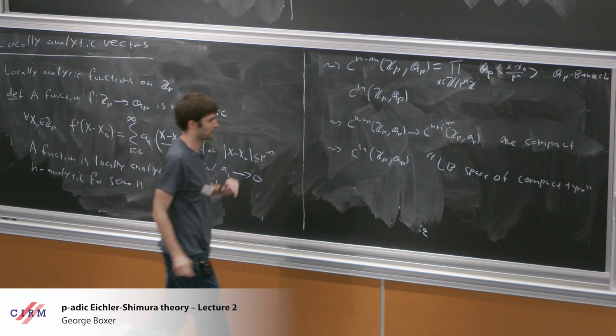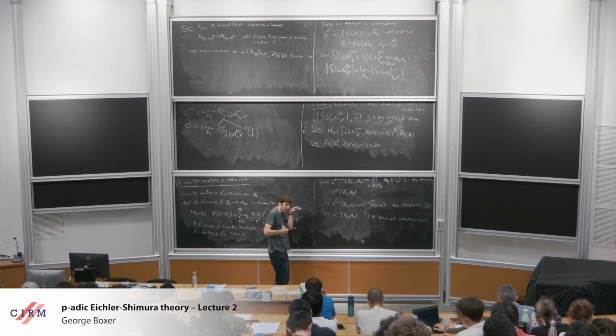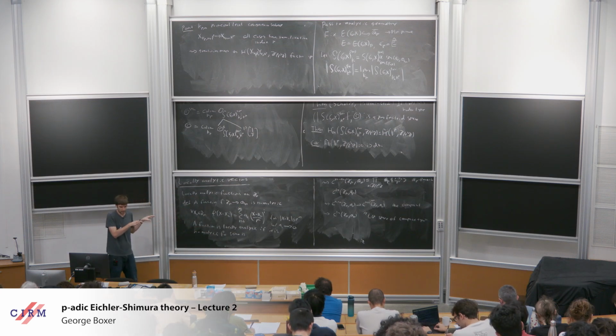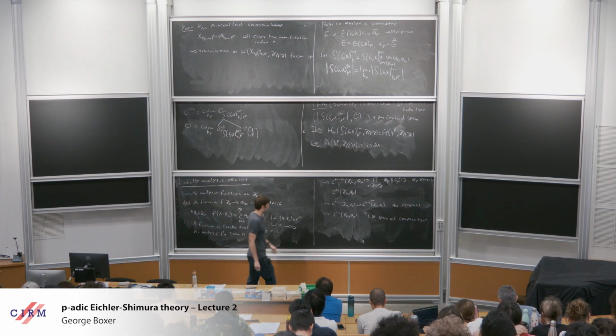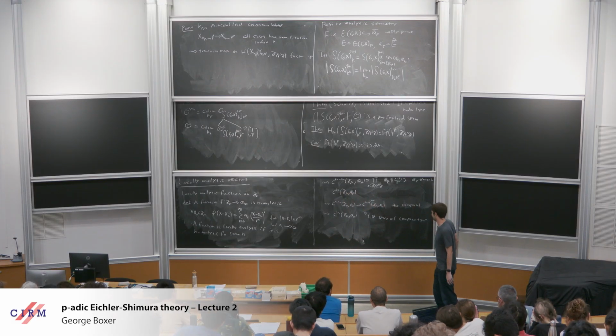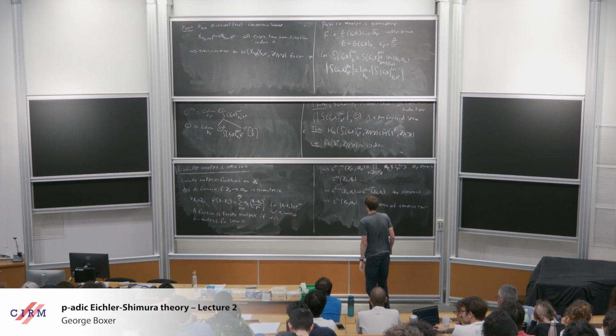Okay, so anyways, it has some topology. And so, like with continuous functions, we could consider measures. With locally analytic functions, we can also consider some kind of distributions. And so let me just briefly say how this works, because I need to start talking about representations, but I think it's at least somewhat enlightening.